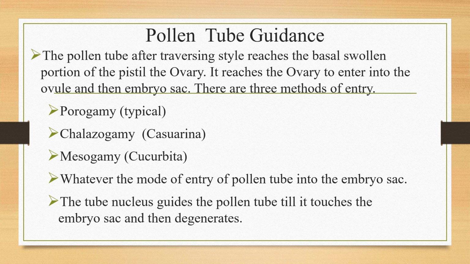Now let's talk about pollen tube guidance. The pollen tube, after traversing the style, reaches the basal swollen portion of the pistil, the ovary, and later the embryo sac. There are three methods of entry. Porogamy, that is typical, if it makes an entry through the micropyle. If it makes an entry through the chalaza, we call it chalazogamy, and the example is Casuarina. And if it makes an entry through the integuments, as in the case of Cucurbita, it's called mesogamy. Whatever the mode of entry of the pollen tube into the embryo sac, the tube nucleus guides the pollen tube till it touches the embryo sac, the female gametophyte, and then the tube nucleus degenerates.